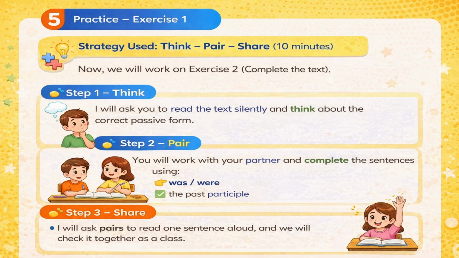Practice exercise 1. Strategy used: think, pair, share, 10 minutes. Now, we will work on exercise 2, complete the text. Step 1, think. I will ask you to read the text silently and think about the correct passive form. Step 2, pair. You will work with your partner and complete the sentences using was, were, and the past participle. Step 3, share. I will ask pairs to read 1 sentence aloud, and we will check it together as a class.